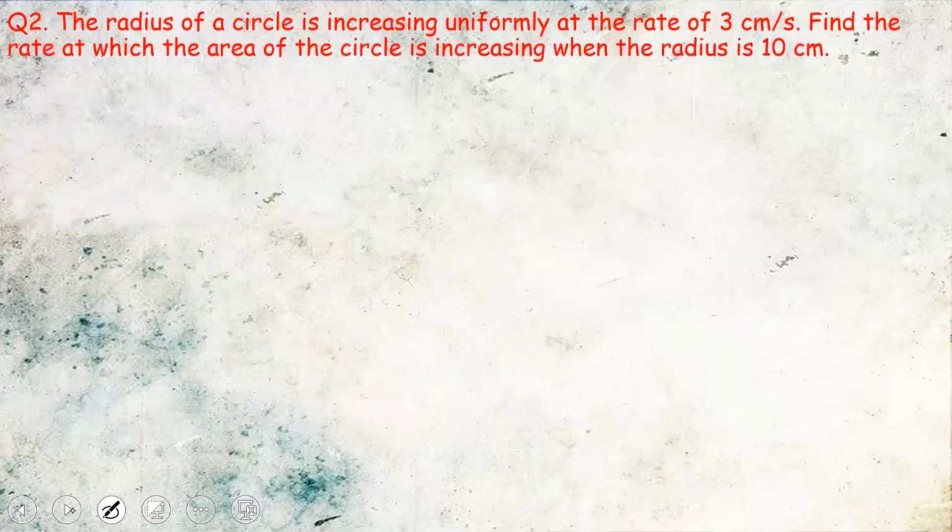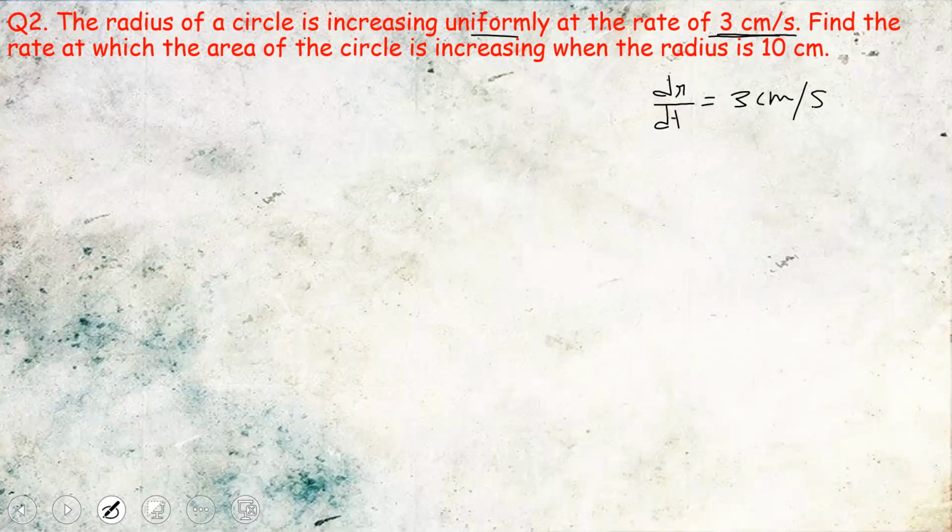So here is your next problem. So let's check what is given. The radius of a circle is increasing uniformly at a rate of 3 centimeter per second. So this rate is given centimeter per second. So dr/dt is given 3 centimeter per second. That is the change of radius with respect to time.